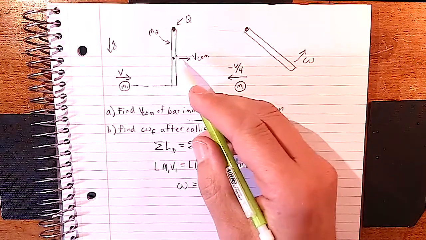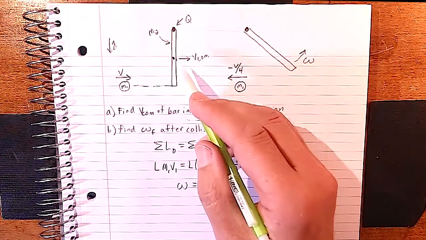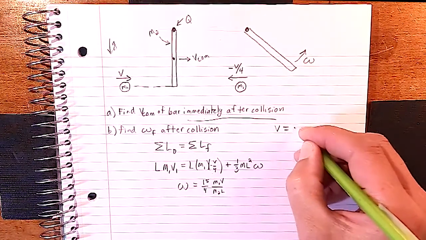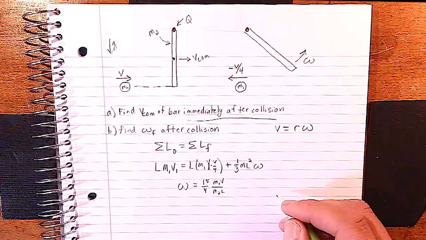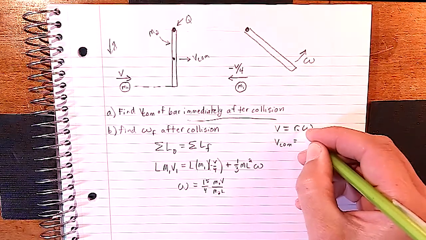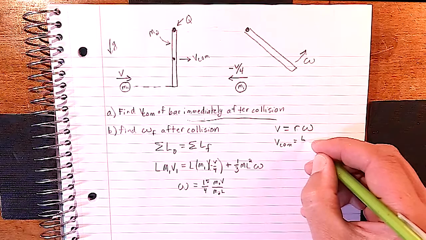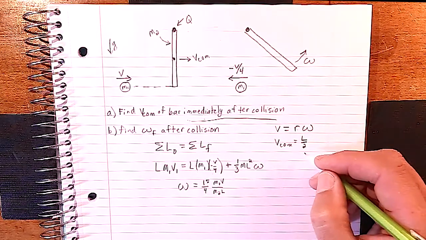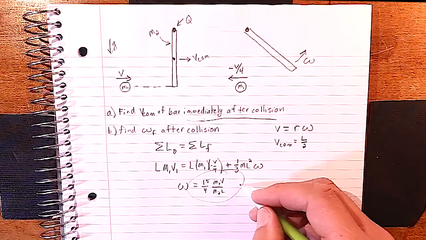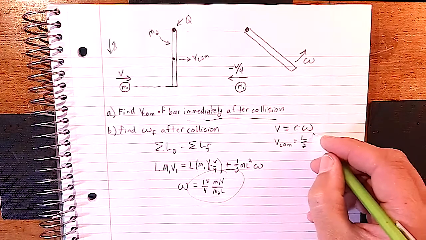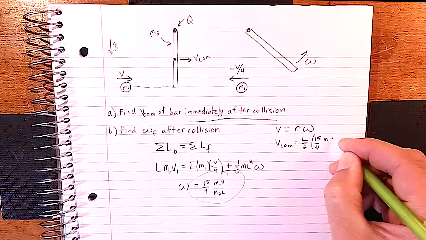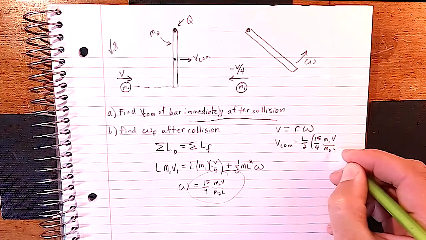So right after the collision, how fast is this point moving? Well, we have to do rotational kinematics to figure that out. We can do v equals rho omega of that. So v com is going to be equal to the distance to that center of mass, which is going to be L over 2. And then what are we going to sub in for that? Well, we're going to take this 15/4 m1v over m2l and bring that in for omega. So that becomes 15/4 m1v over m2l.